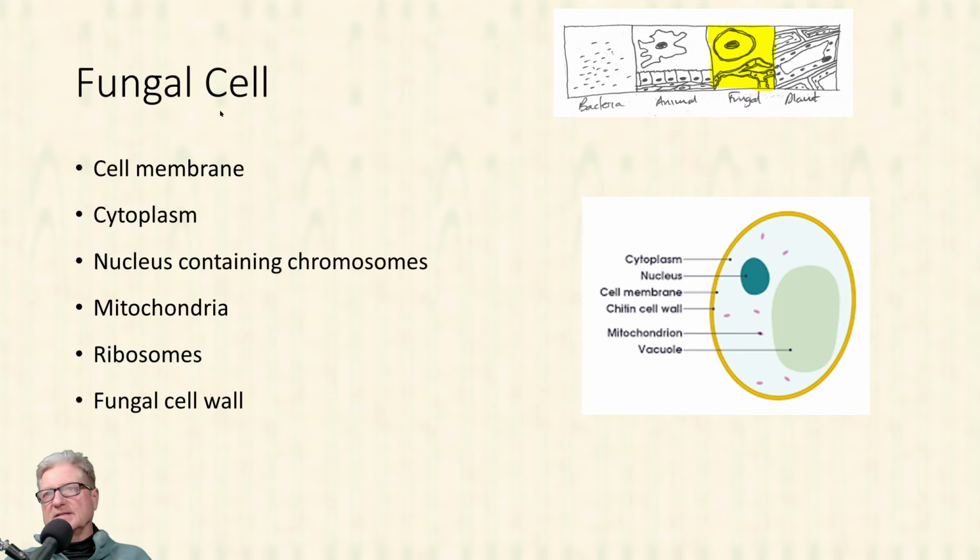So these 5 things are present in the plants, the animals, and the fungi. The only thing that really sets the fungal cell apart is the fungal cell wall. And it's made of a different material, chitin in this case, a different material to the plant cell, which is made of cellulose. And that's the end of our little tour through the 4 types of cells that you need to know for National 5 biology.